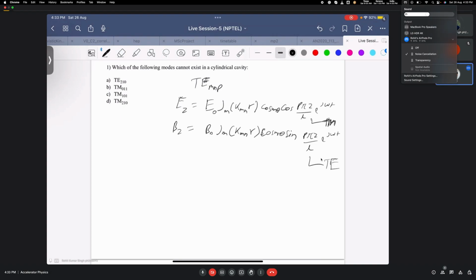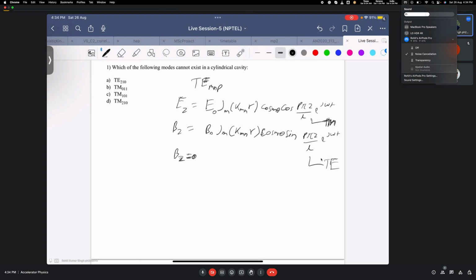Now if you put p equal to 0, sin(pz/d) will be 0, right? So then what is the problem? Why can't we have Bz equal to 0? We have other components, right? In the transverse electric mode, Ez is 0, but we have Er and E theta, right? That is not the problem.